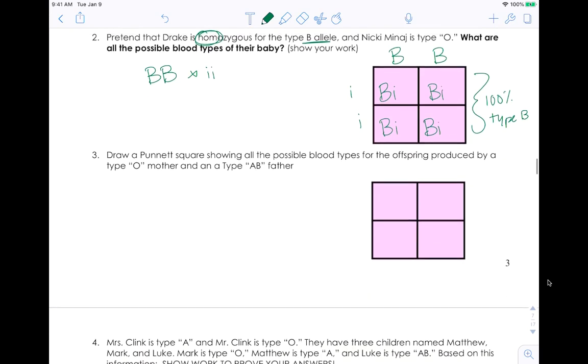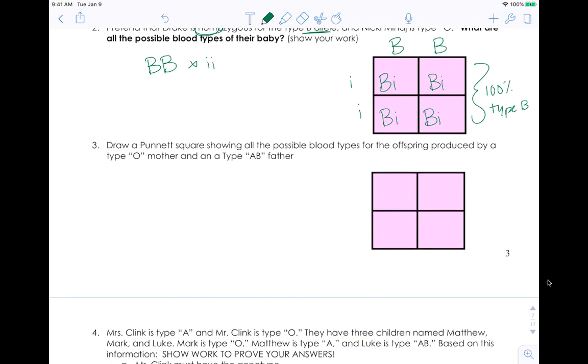So draw a Punnett square showing all the possible blood types for the offspring produced by a type O mother, which is little i, and a type AB father. So A and B, that's the easy one. A and B with type O looks like this. So you can have type A, you can have type A, you can have type B, or you can have type B. So you have 50-50, so 50% A and 50% B there.